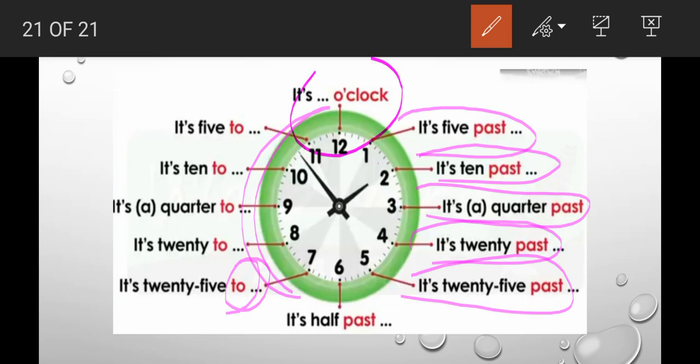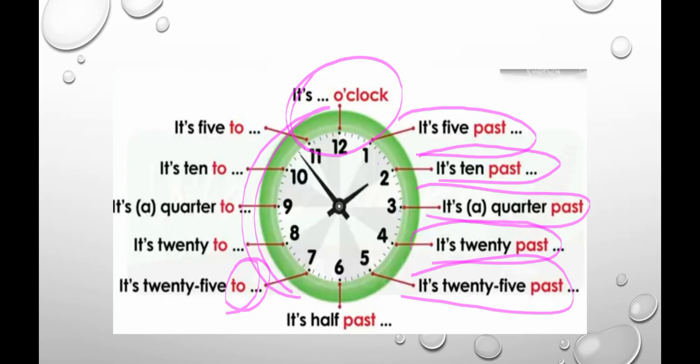And if the minute hand is here, it will be o'clock. That is 2 o'clock, 3 o'clock, 4 o'clock, 5 o'clock. It will go on like this. It's very important, telling the time.